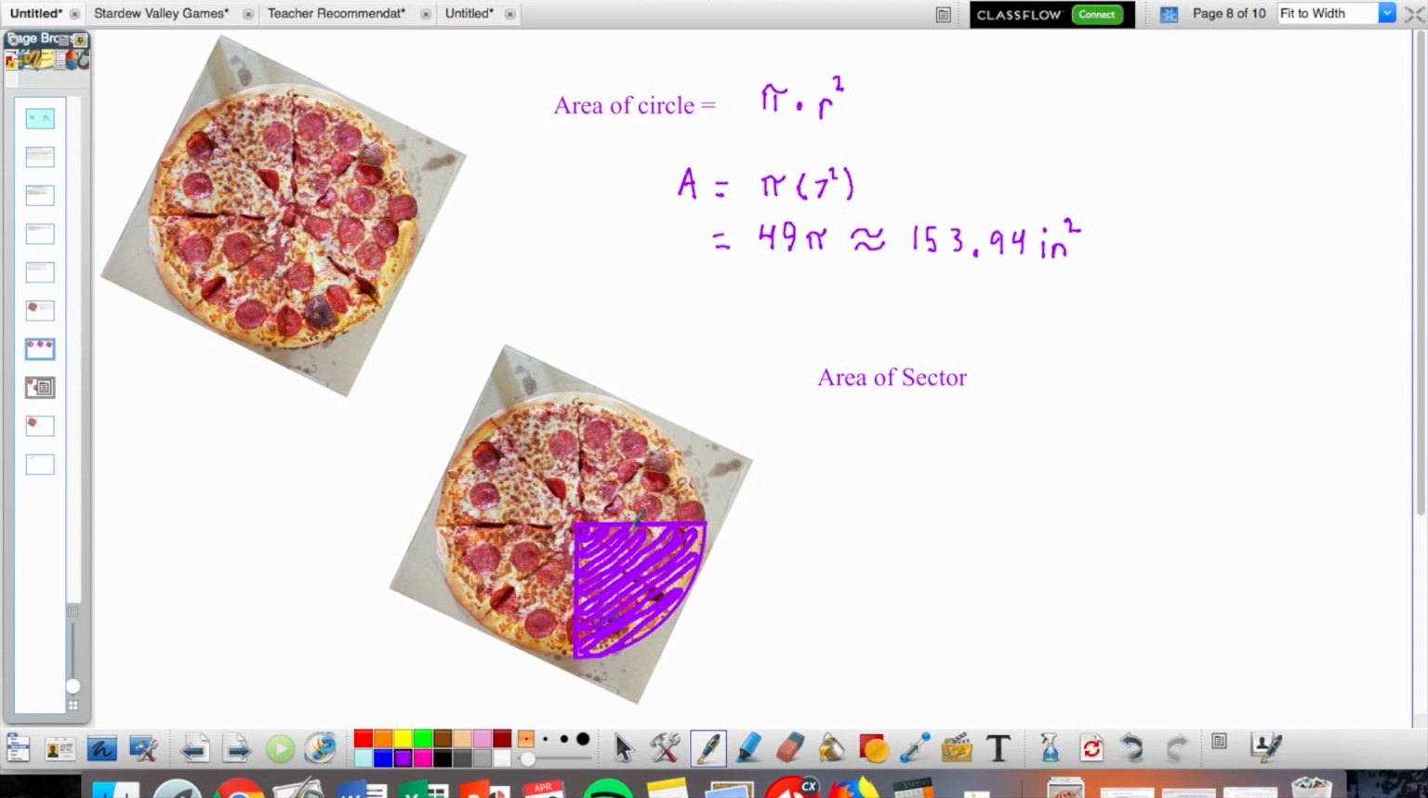So me, I always prefer to slice pizzas into fourths. I don't know why. Anyways, so same pizza, same radius, but I ate a fourth of a pizza for lunch. So if I want to find my new area, I just take that ratio, the 1/4, and then I multiply it by the 49 pi.